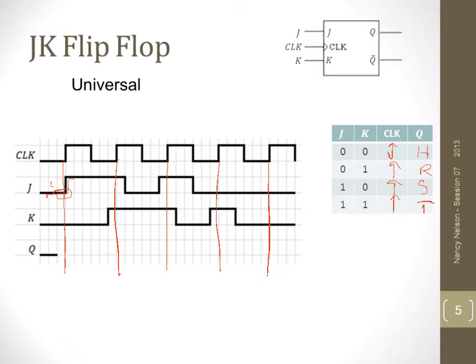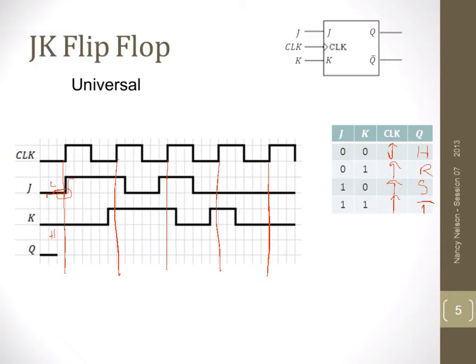So in this case, we would consider J to be low at this point. So here we have J is low and K is low. So we're over here, we're in a hold. What I'm going to do is mark an H right on my timing diagram. I'm going to go through all my sample points and mark in an H, an R, an S, or a T. Then I'm going to fill in Q.